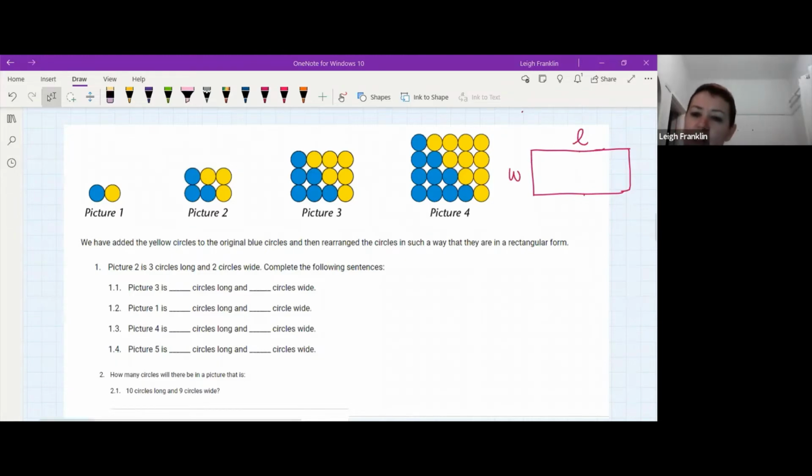Yes, who's asking a question? Favor, ma'am. Sorry, Favor. Yes, go ahead. Ma'am, when it says long, what does it mean, ma'am? Okay, so it means the length.